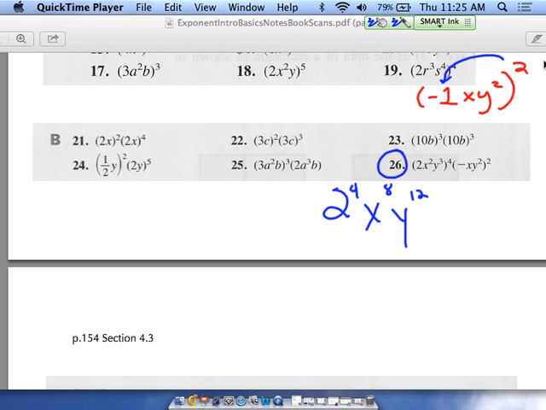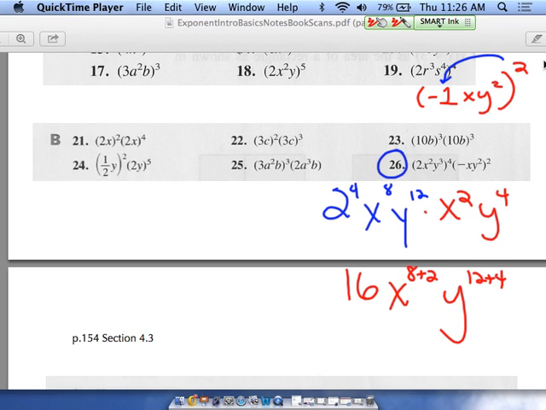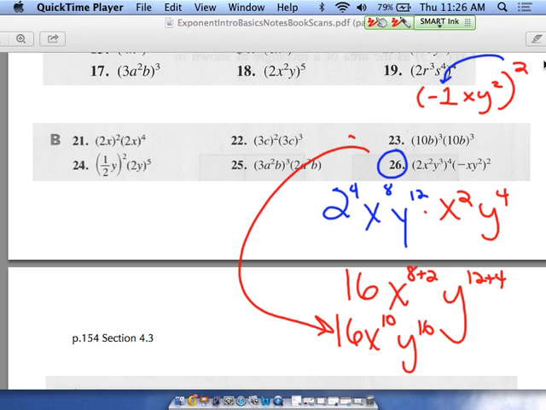So what really happens from this expression, the end result is really just simply x squared y to the 4th, because the negative sign times itself is positive 1. And then to wrap this up, 2 to the 4th power is 16. Write the base of x one time, and you add 8 plus 2. Write the base of y one time, 12 plus 4. So your simplified answer becomes 16 x to the 10th, y to the 16th for a problem like number 26.